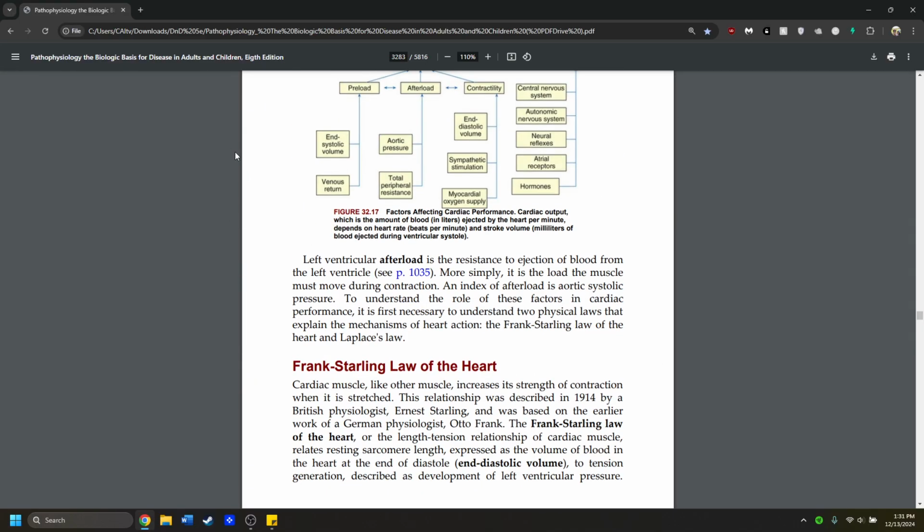Your left ventricular afterload is the resistance to ejection of blood from the left ventricle. More simply, it is the load the muscle must move during contraction. An index of afterload is aortic systolic pressure.